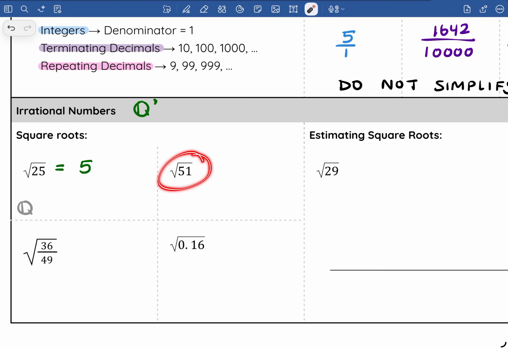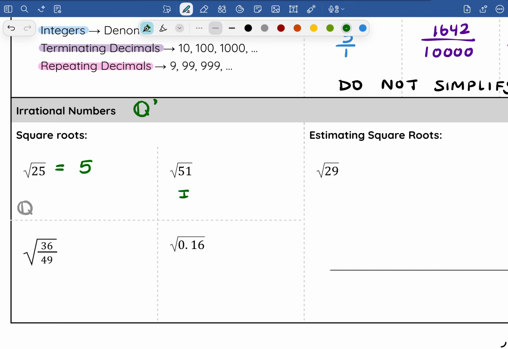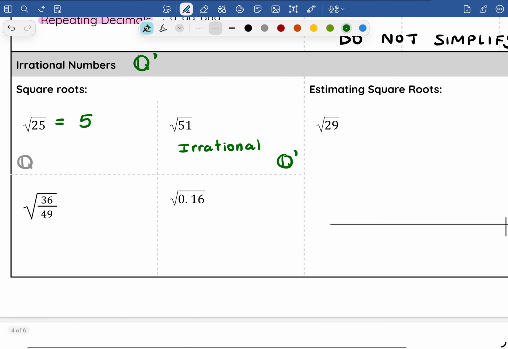Okay, looking at the next one, square root of 51. Is there a number that can multiply by itself to give us 51? Technically there is, it's just a decimal that never finishes, and so it's a non-repeating, non-terminating decimal, which just means that it's irrational. So we can look at this one, and there's not anything else that we can do here. We can either write irrational, or we can do the Q with the apostrophe. Either way, I'm happy. But there's no way that we could simplify this into anything nicer. At least not yet. In grade 11 you can. Maybe not this one, but other ones you can.